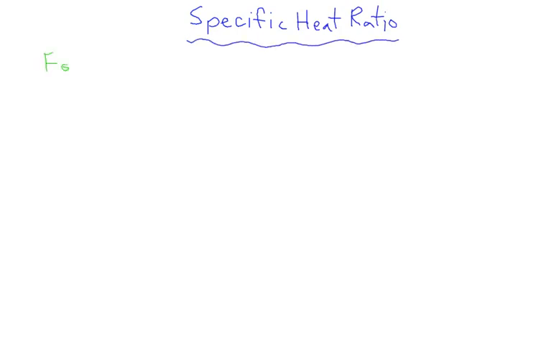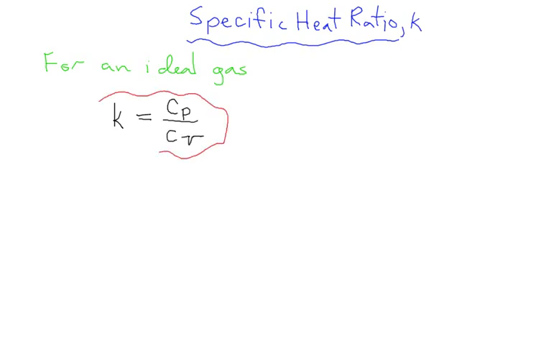We also have a term called the specific heat ratio, another way that we can relate the two. For an ideal gas, that specific heat ratio, which we use the letter k for, is going to equal the specific heat at constant pressure divided by the specific heat at constant volume. Now there is another way we could define this.